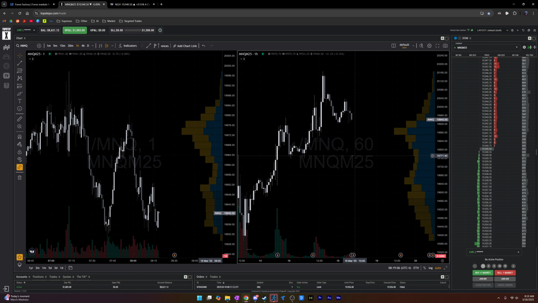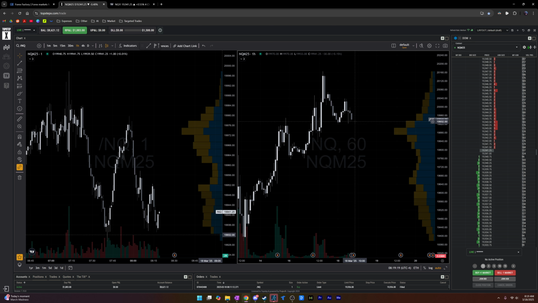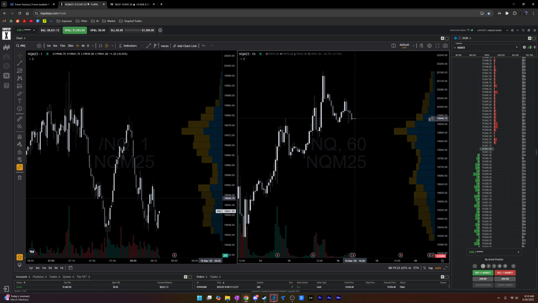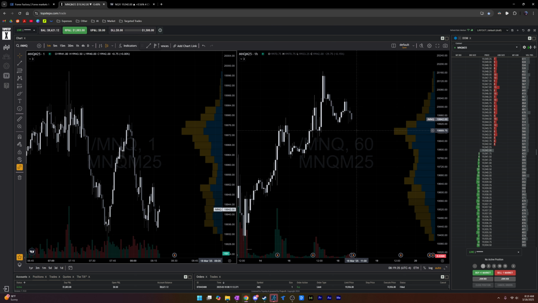Right now I'm on MNQ. This is the Nasdaq futures, and the M stands for micros, so it's a tenth of the size of NQ. NQ is extremely risky because of the margin requirements and how fast it moves. It moves the same as MNQ, but with one contract you could be up or down hundreds of dollars in a matter of minutes. MNQ is not as volatile.